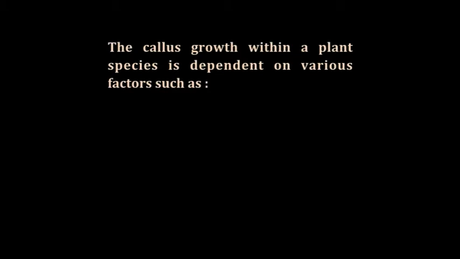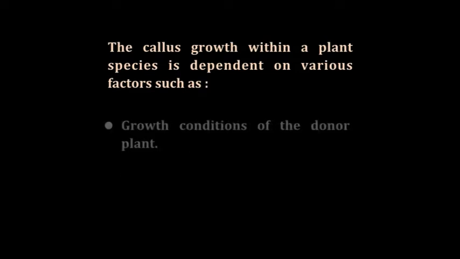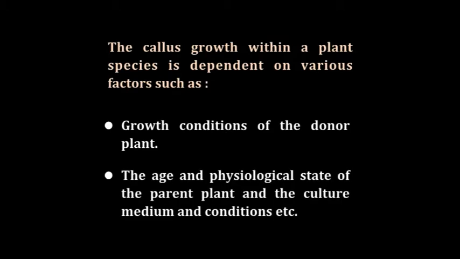Callus formation from explants initially involves de-differentiation both in morphology and metabolism, and as a result callus is usually composed of unspecialized parenchyma cells, and the cells lose their ability to photosynthesize. The callus growth within a plant species is dependent on various factors such as the original position of the explant within the plant, the season of the year, growth conditions of the donor plant, the age and physiological state of the parent plant, and the culture medium and conditions, etc.